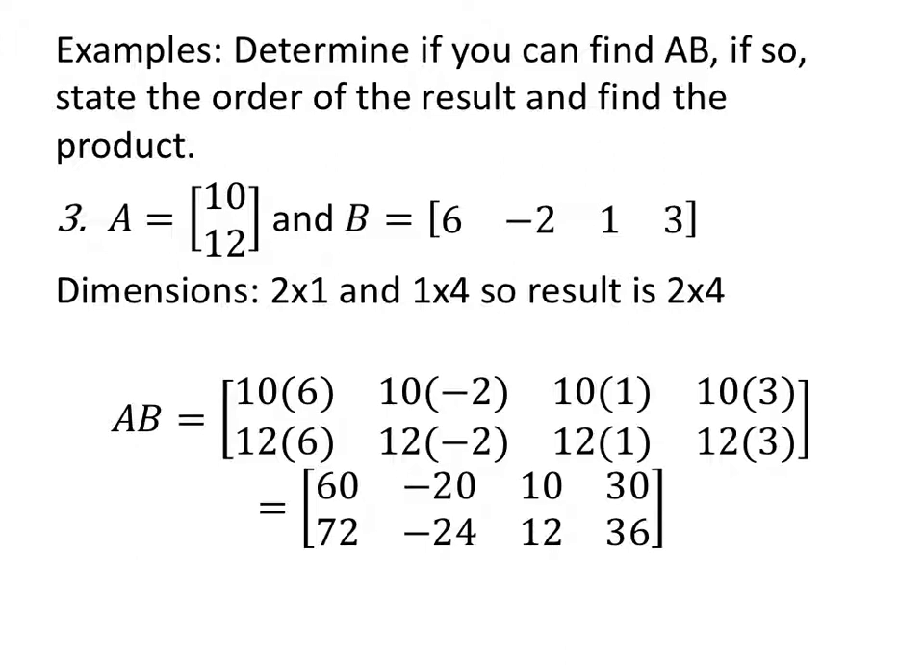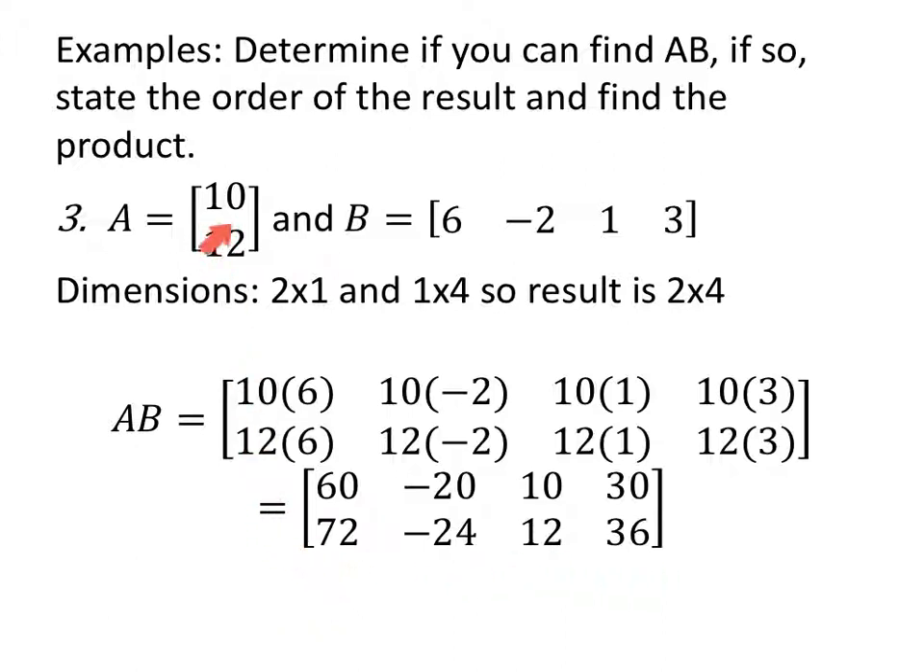Alright. Same instructions. A is 2 rows, 1 column. B is 1 row, 4 columns. The 1 and 1 in the middle tell us we can multiply. They match up. 2 by 4 is the result. So tiny little matrices will give us a large answer.